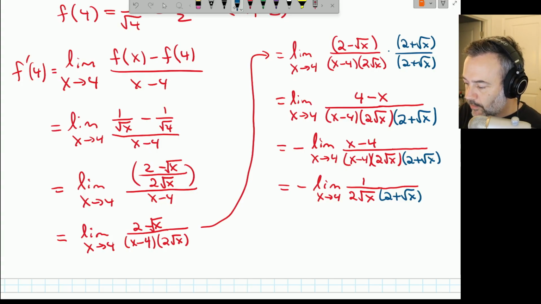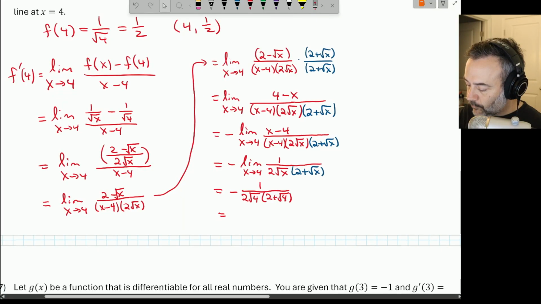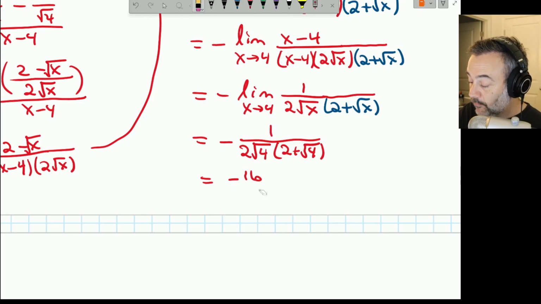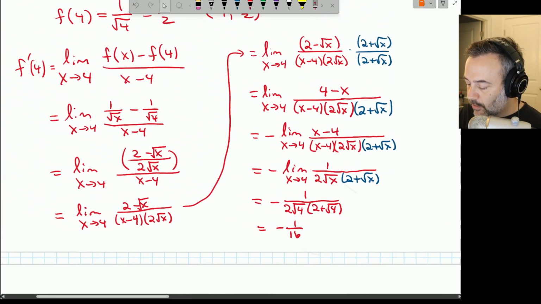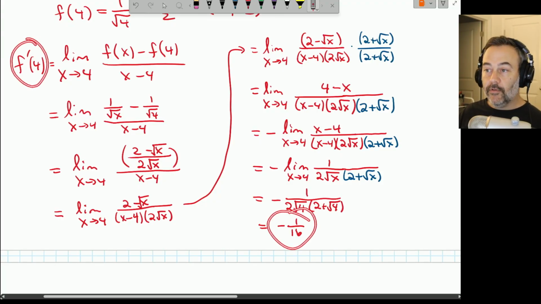Okay, just got to make sure that comes along for the ride down in the denominator. But that's good because I can do direct substitution right now. And I get negative 1 over 2 square root of 4 times 2 plus square root of 4. And that is 2 times 2. 2 plus 2 is 4. So we get 4 times 4 is 16. So we get negative 1 over 16. Okay, awesome. So we've got this big argument here. F prime of 4 equals negative 1/16.